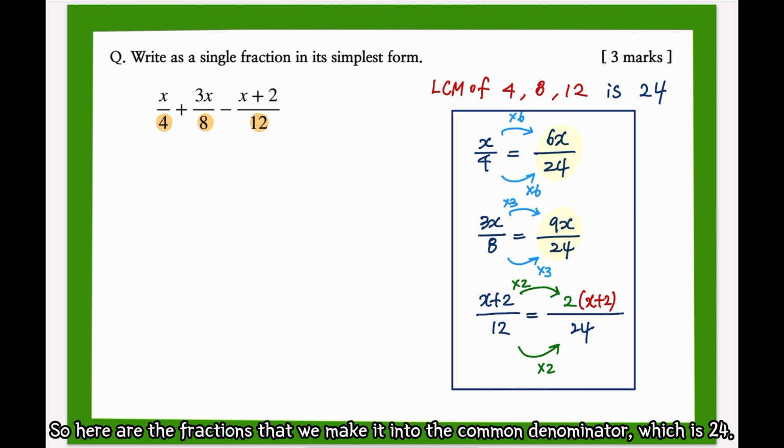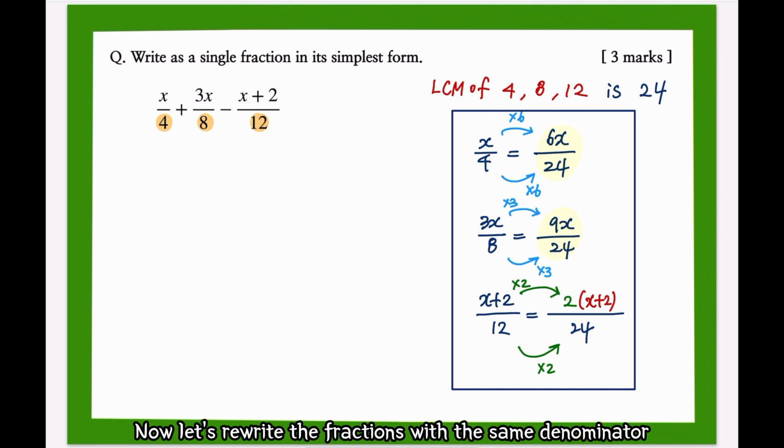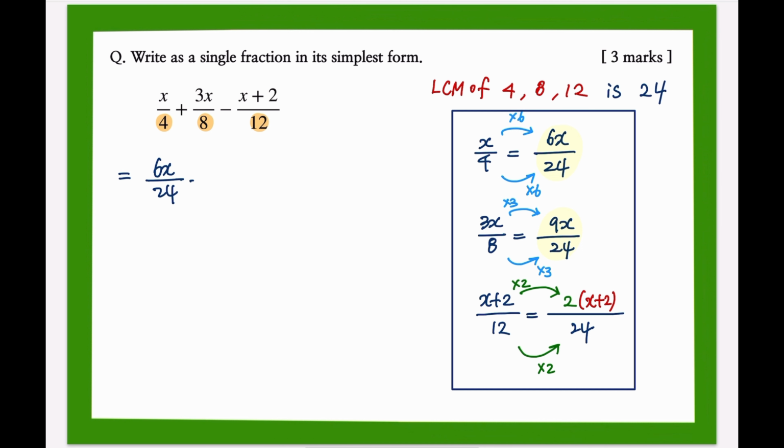So here are the fractions that we make into the common denominator, which is 24. Now let's rewrite the fractions with the same denominator. 6x over 24 plus 9x over 24 minus 2 bracket x plus 2 over 24.